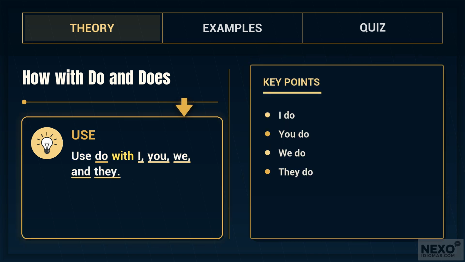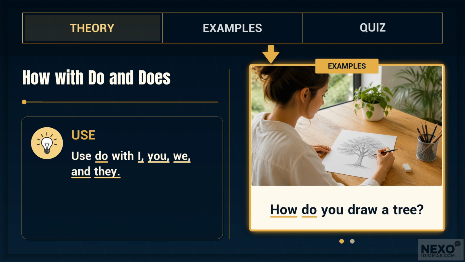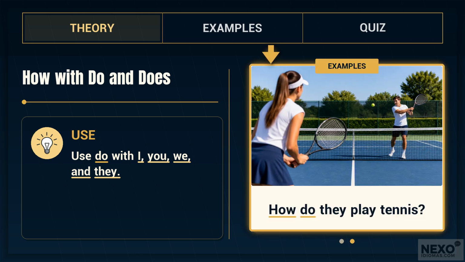Use do with I, you, we, and they. Example. How do you draw a tree? Example. How do they play tennis?